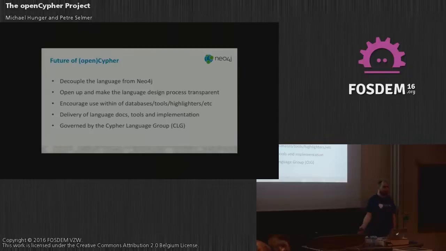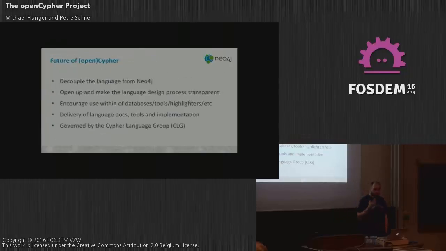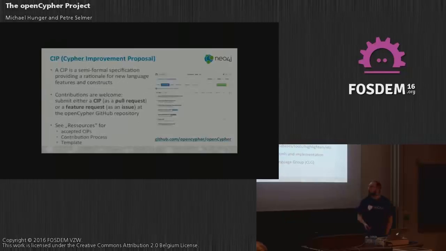We want to decouple the language from Neo4j. So we pull out the stuff that we have right now in Neo4j as an open source project and pull it into a separate project, the openCypher project. We want to open the whole language development process, make it more transparent and more inclusive, and encourage creation of new tools like testers, generators, highlighters, databases that implement it, and so on. We want to provide language documentation, tools and a reference implementation for Cypher, and the whole thing should be gathered by a Cypher language group.